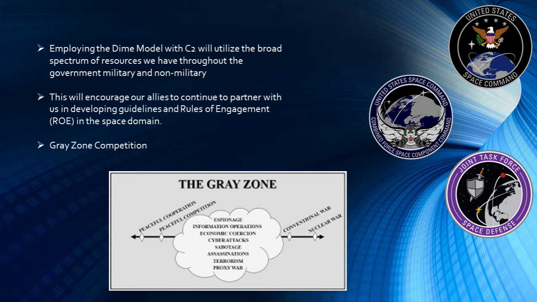On this slide, you can see an example of the conflict spectrum and where the gray zone lies on that spectrum. All the way to the left, you see peaceful cooperation, and all the way to the right, you see nuclear war. Everything in the middle is gray zone.